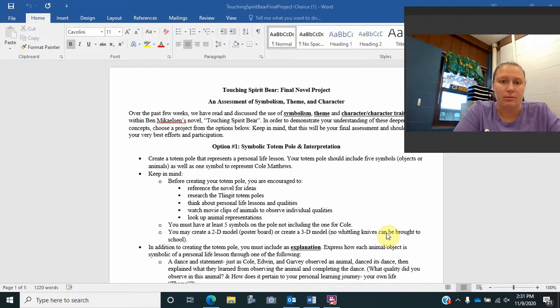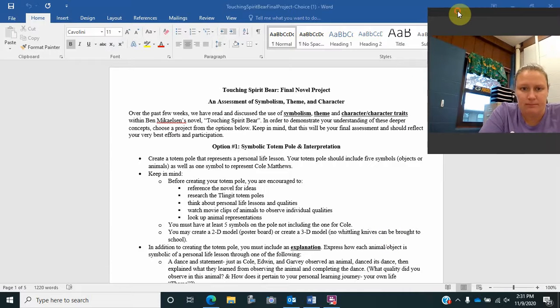the novel project. So it says, over the past few weeks, we have read and discussed the use of symbolism, theme, and character traits with Ben Mikaelsen's novel Touching Spirit Bear. In order to demonstrate your understanding in these deeper concepts, choose a project from the options below. Keep in mind that this will be your final assessment and should reflect your very best efforts and participation. Some of these things, if you are a remote learner, you will be expected to use resources that you have of your own since you are unable to be at school.